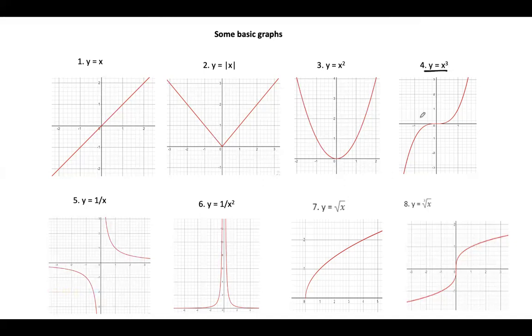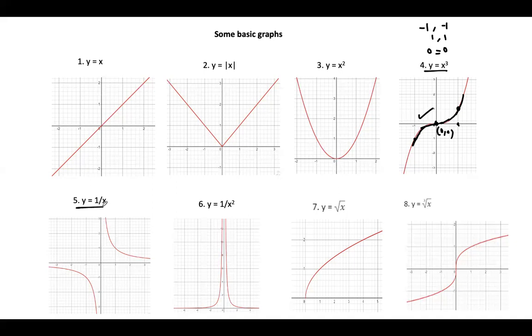Y is equal to x cube. Suppose I do not know the graph. I'll take 3 points. Let's say x is equal to 0, so y becomes 0. That means the graph is passing through the origin. I'll take x is equal to 1, for which I'll get the value of y to be 1. Similarly, once I take x as -1, I'll get y as -1. So its nature can be found out something like this.